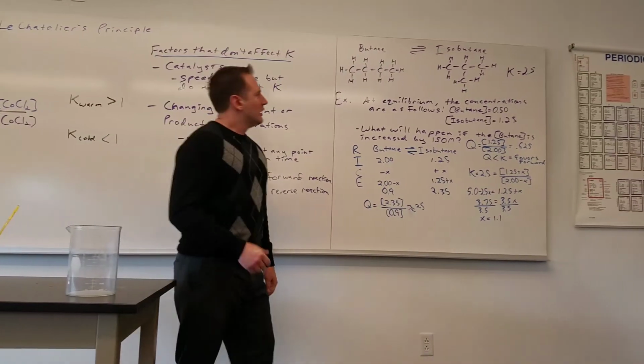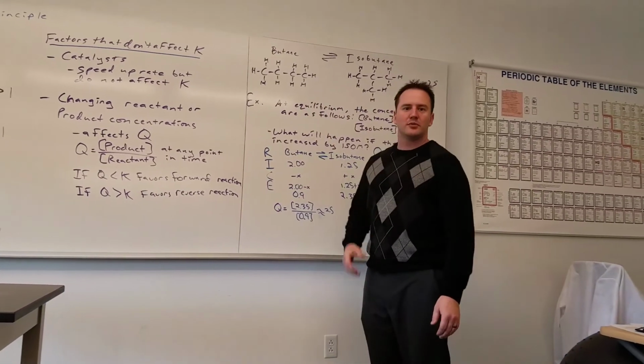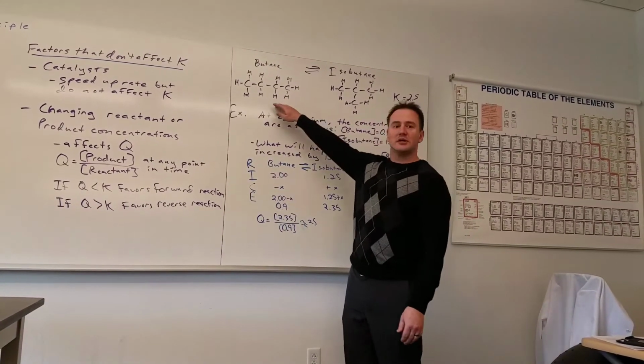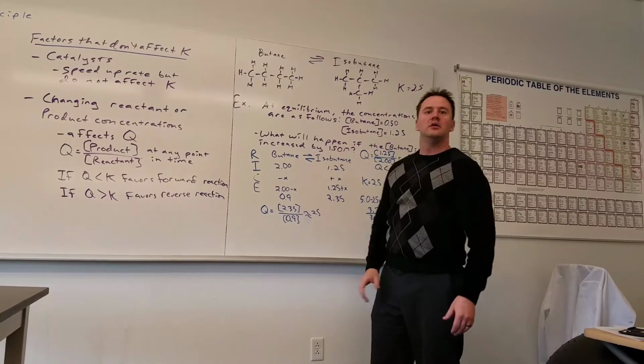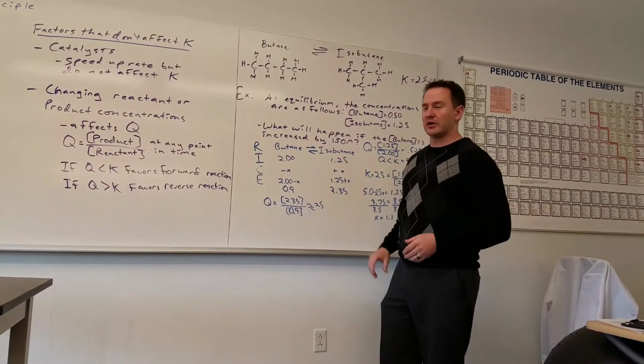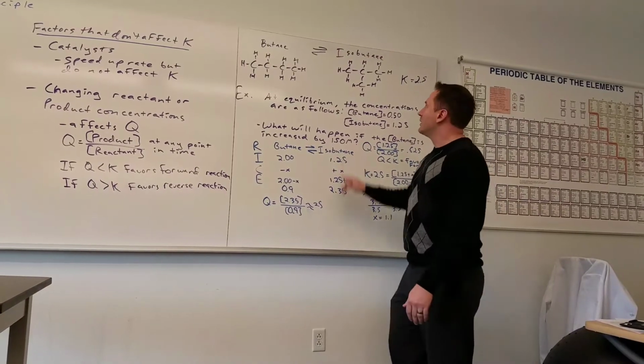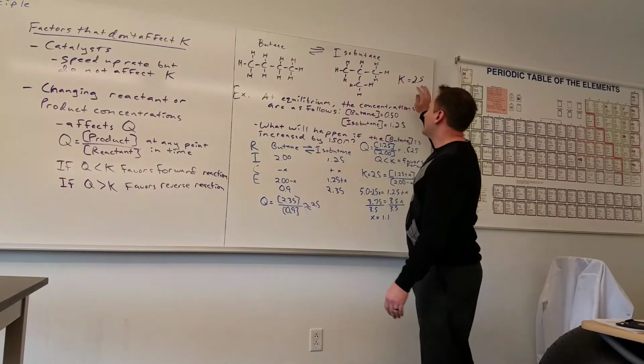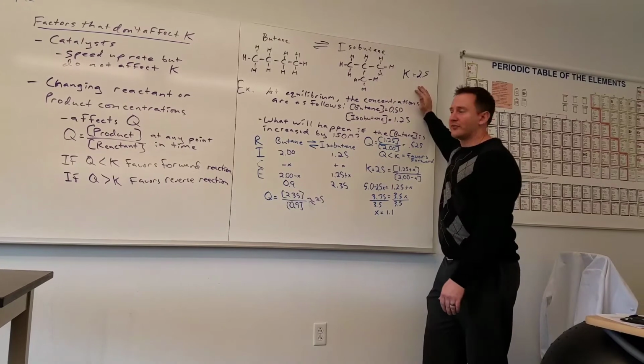So let's take a look at an equilibrium system that happens with butane. Butane will actually convert itself into isobutane. They're structural isomers of each other. They have the same chemical formula, but just a different arrangement. Both are C4H10. It's an equilibrium reaction, and the K value for this reaction is 2.5.